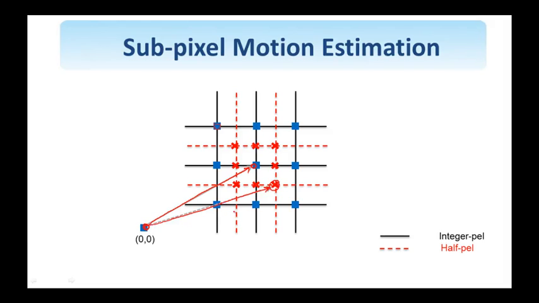Clearly, one can continue with this process to obtain quarter-PEL accurate motion vectors, 1/8 PEL accurate motion vectors, and so on. It's also mentioned here that the optical flow techniques that will be presented next provide real estimates of the motion vectors, so real accuracy, non-integer values, since they're the result of solving a set of linear equations.